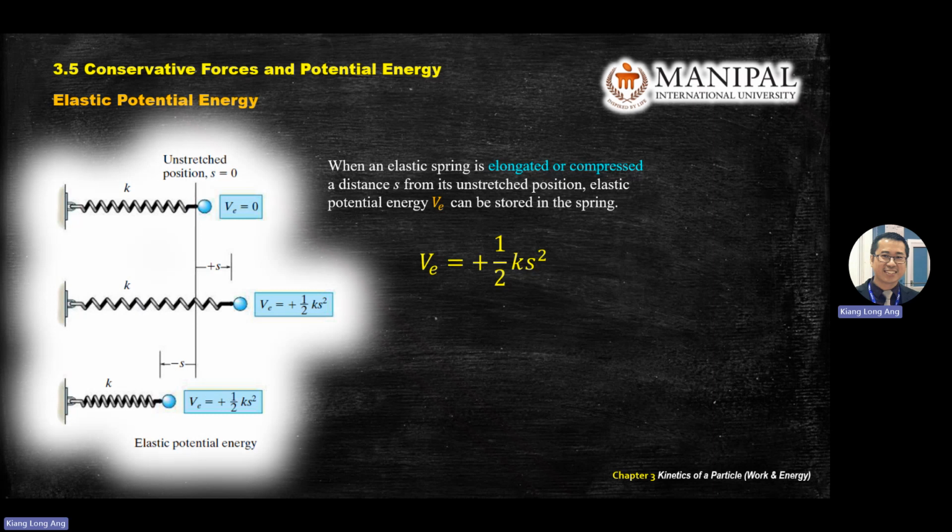So the equation for spring energy is always positive. So don't confuse it with the spring force. Don't confuse it with spring force. This is spring force equal to ks. Don't confuse it with the energy done by the spring. So you need to take note of this. This is potential energy. This is work. Don't confuse the two.